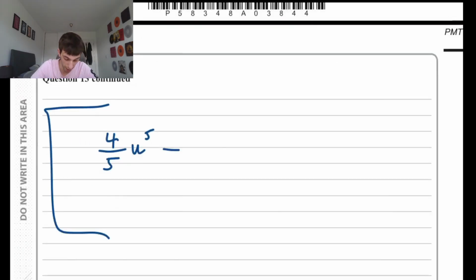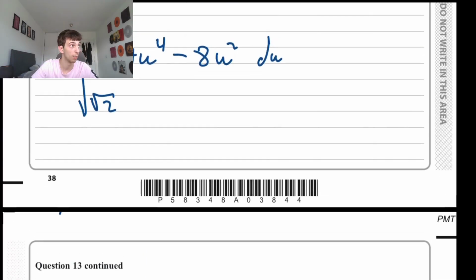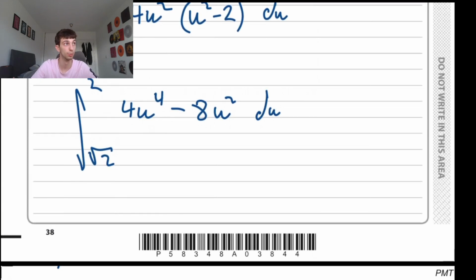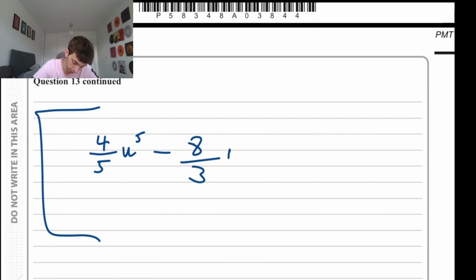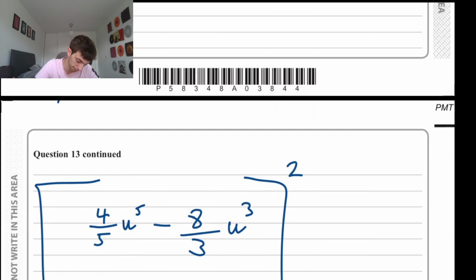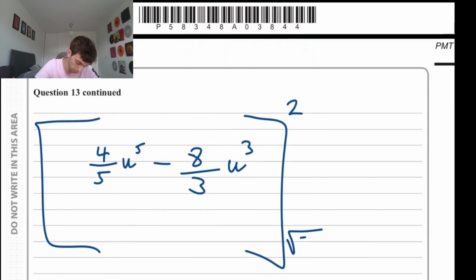It's going to be take away. Raise that power up by 1 to get 3. So u squared becomes u cubed divided by 3. So we have minus 8 over 3 u cubed. From here, what are the limits we had to plug in? It was 2 and root 2. So nothing scary here. You just got to plug in these limits.